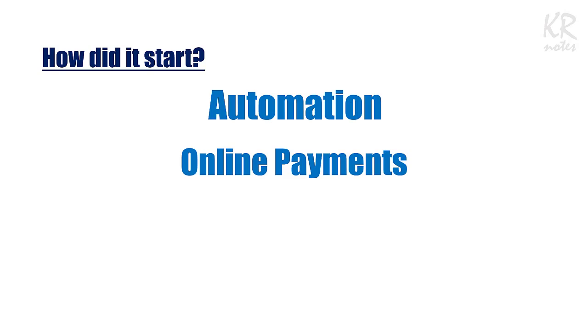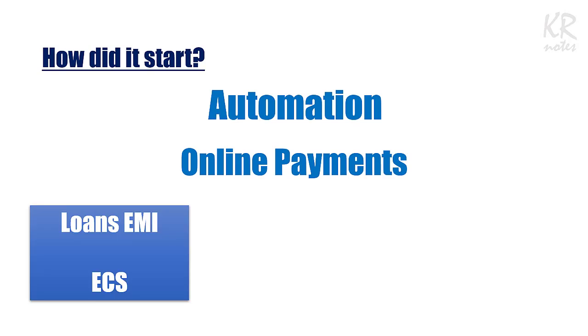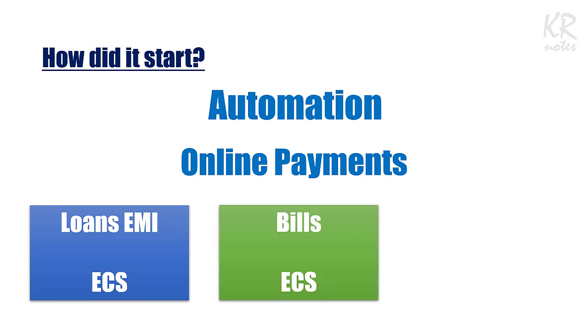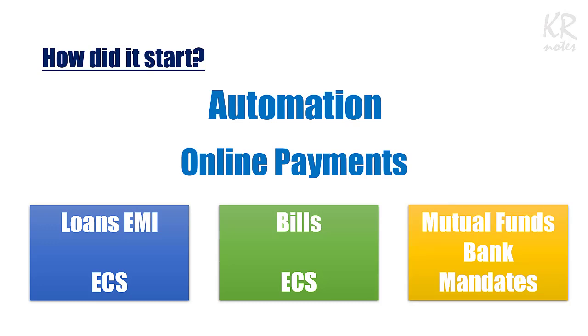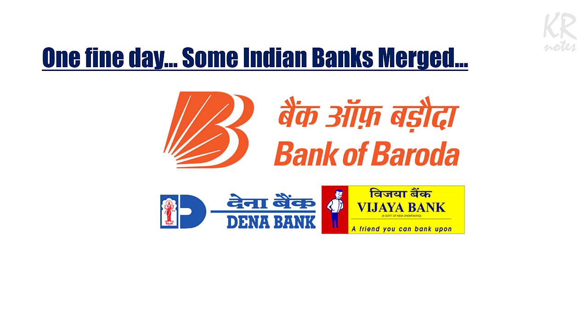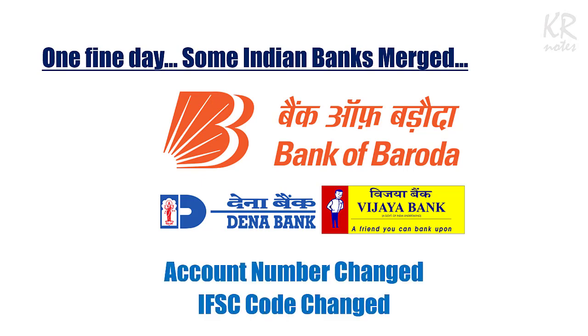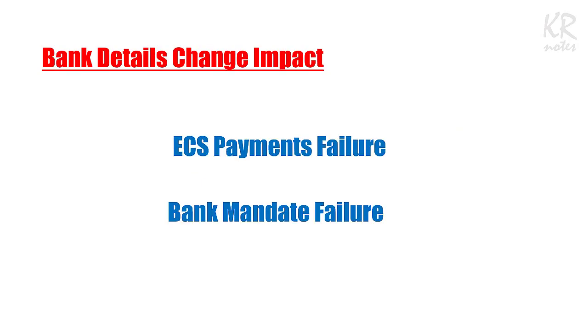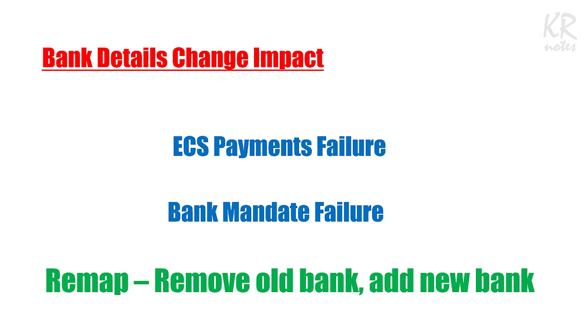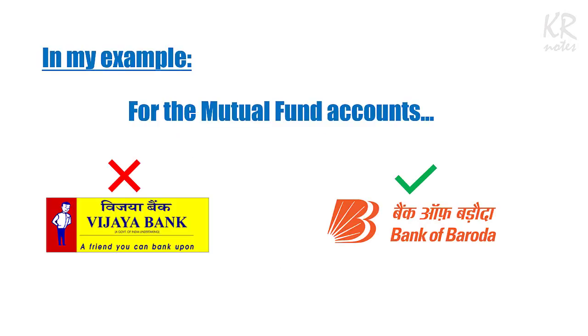I have done automation for online payments like loan EMIs, utility bills, and mutual funds using bank mandates. One fine day, some of the Indian banks started merging. In this case, Vijaya Bank merged with Bank of Baroda. Due to this, bank account number and IFSC code got changed for me. The change in the bank details impacted my existing ECS and bank mandate. I had to update the bank details with the mutual fund company.